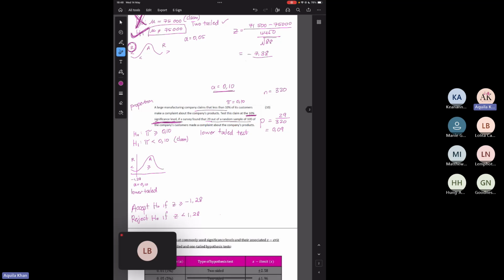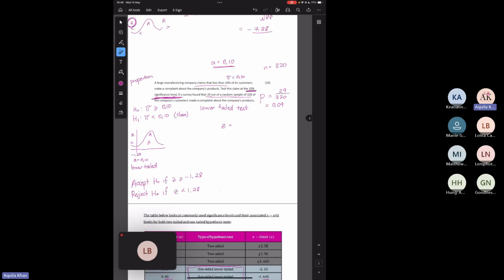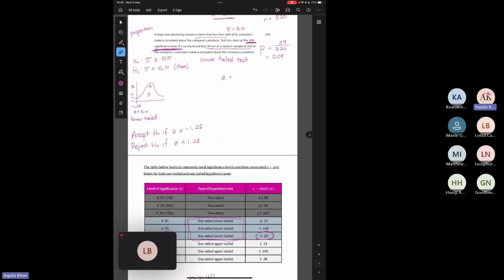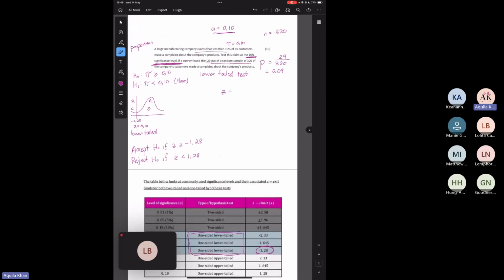Okay, and that is your step 2 done, to determine your region of acceptance and rejection. Now, step 3 is to calculate your test statistic. So again, remember, as we had done earlier, I had written down the formulas for this. Your Z value is P minus pi over the root of pi multiplied by 1 minus pi over n.